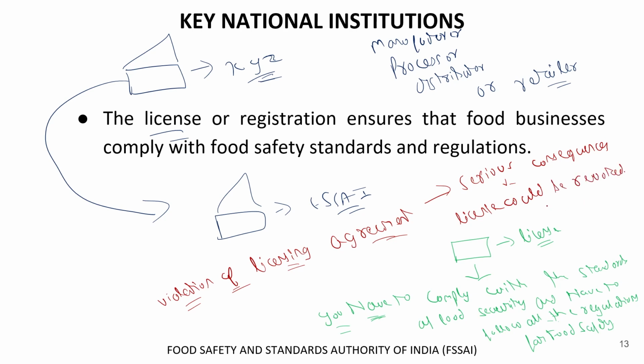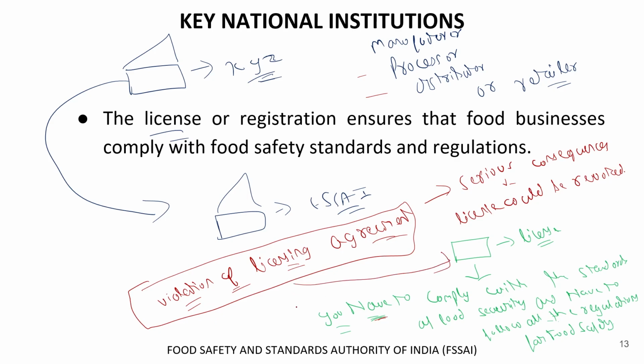Because when the business went to the authority asking for the license so that they could commence their business in the food industry as a manufacturer, producer, distributor, or retailer, they promised that they will comply with the standards of food security and follow all the regulations. But if they fail to fulfill their promise, it will be regarded as a violation of the licensing agreement, because on this agreement they got the license. If they are not following the agreement, then why should they have the license? So even their license could be revoked.